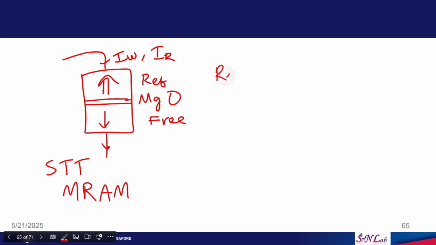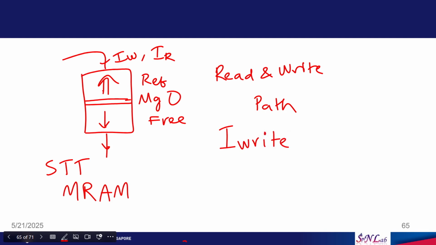Isn't there the risk of flipping the bit while reading? Okay. So, what we do when we read, we send a smaller current. We do not want to switch the bit when we read information. So, for this reason the write current is more than the read current. Okay.